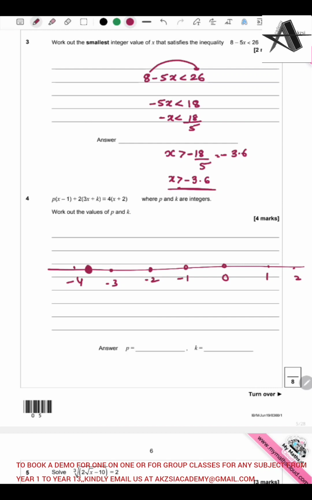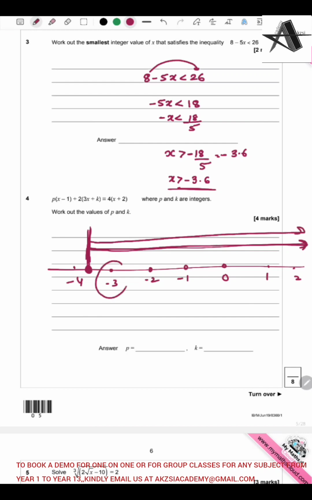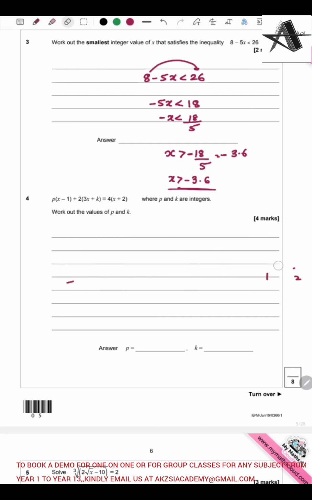And if x is all the values that is greater than, that means these are all the values. So the smallest integer value will be what? The next integer value that will come after -3.6. You are starting from here and moving towards the right, because x values are all greater than it. So the first integer that you will encounter is -3. So that's why the answer will be, the smallest integer is going to be -3. So that value is -3.